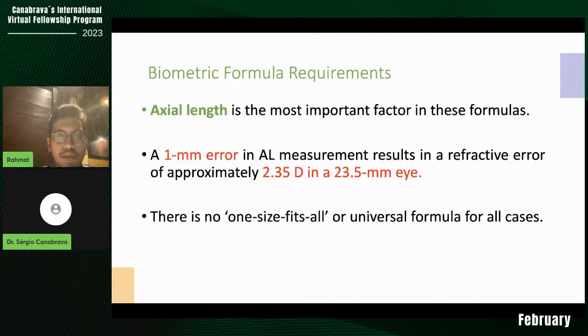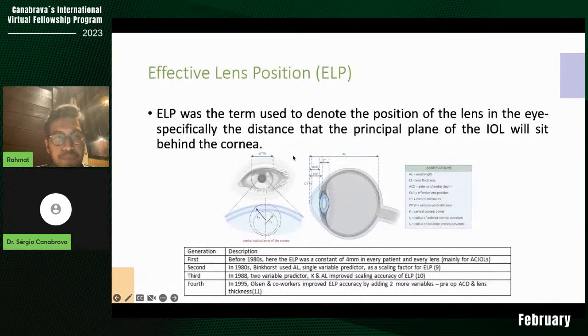Axial length is the most important factor in these formulas, since a 1 millimeter error in axial length measurement results in a refractive error of approximately 2.35 diopters in a 23.5 millimeter eye. And there is no one-size-fits-all or universal formula for all cases. As Dr. Canabrava mentioned before, there is the ELP or effective lens position. This is used to denote the position of the lens in the eye, specifically the distance that the principal plane of the IOL will sit behind the cornea.